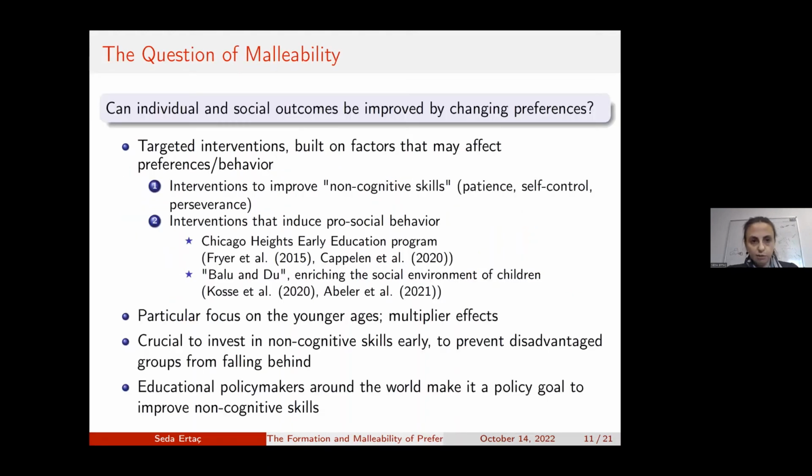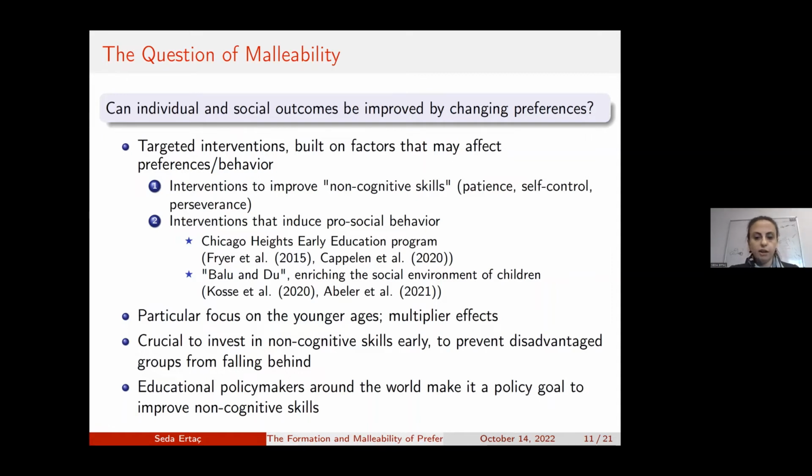So next comes the question of malleability. The question here is, can individual and social outcomes be improved by changing preferences? Here there are maybe two types of interventions. First is targeted interventions that target a specific skill, or a specific preference parameter, or there are interventions that are just done by governments or some NGOs, and then they turn out to have effects on preferences.